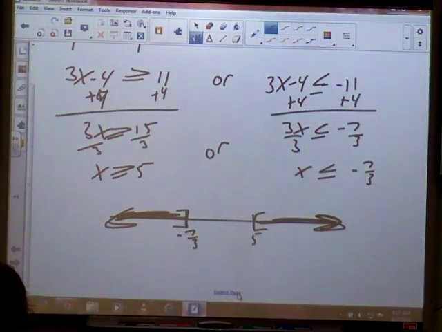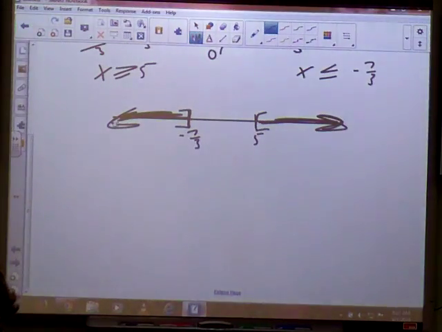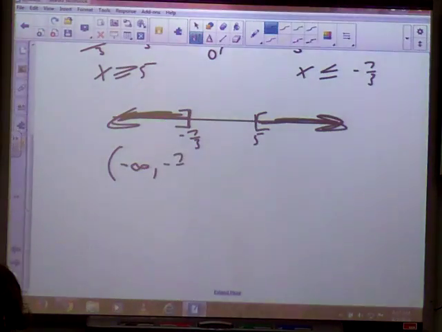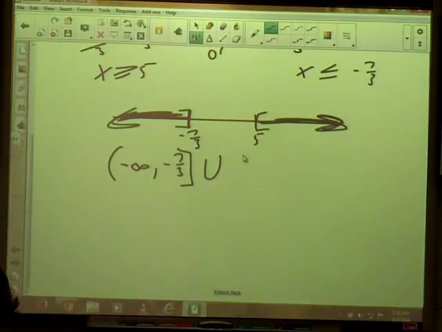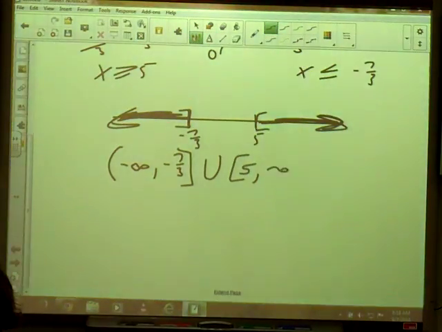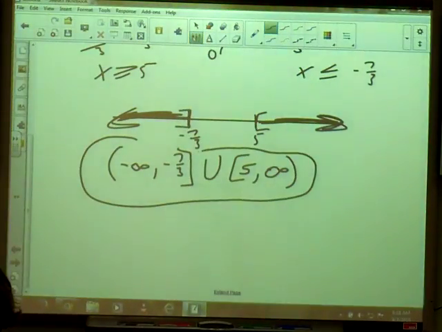To write this answer now, this goes to the left forever. That's negative infinity. It goes up to negative 7/3 and touches it, so I put a bracket on it. What's the symbol we looked at yesterday that means or? Not upside down. Regular U, because it's a union. And then we went from 5 with a bracket, we touched it, it got a bracket, to positive infinity. So that would be how we would see that answer written.